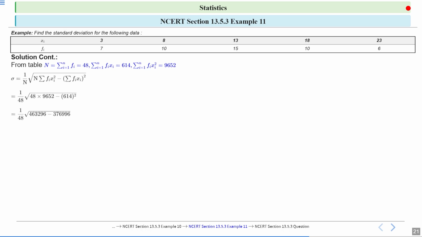Now let's simplify this. So the expression under the square root becomes 463296 minus 376996. Then we divide this number by 48. So this is equal to 1 by 48 times 293.77, and this is approximately equal to 6.12. This is our calculated standard deviation. Therefore, standard deviation sigma equal to 6.12.